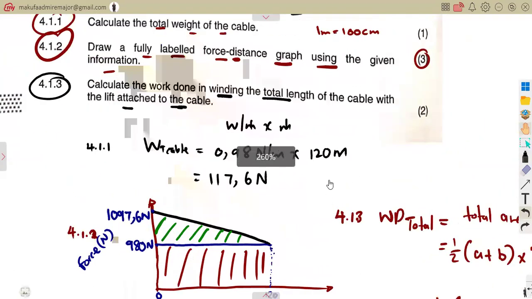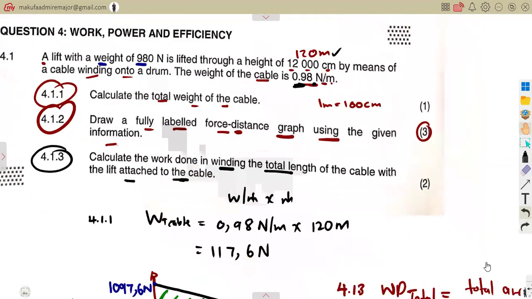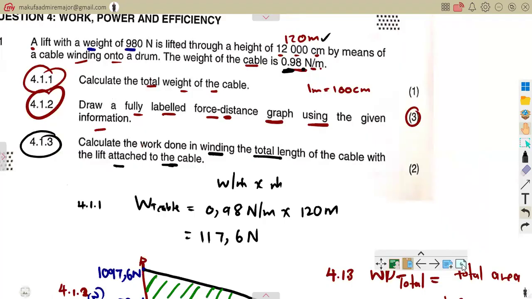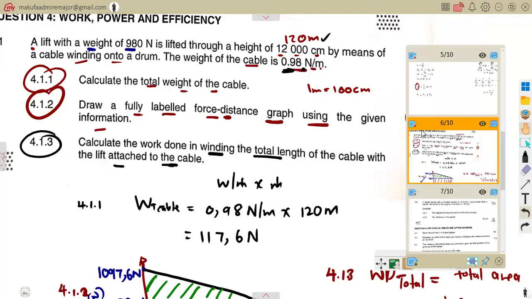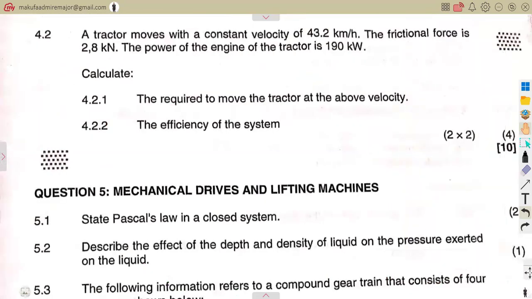So that was the first part of our section of work, power and efficiency. Let's check the other part. Guys, let me just try and remove some pages in all these software. They tend to misbehave if you've got a lot of pages. All right, anyways, let's see what we have here.